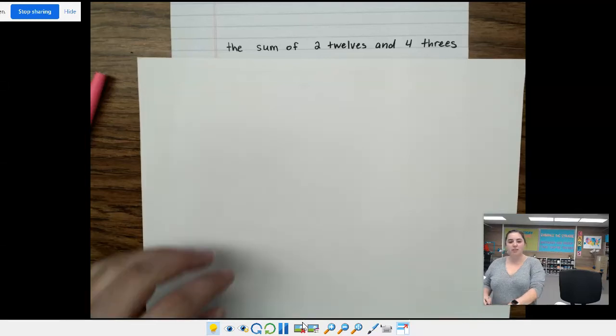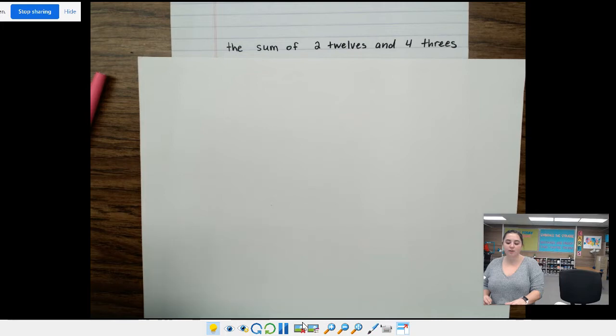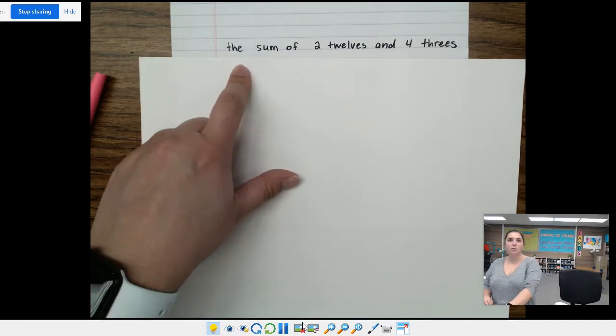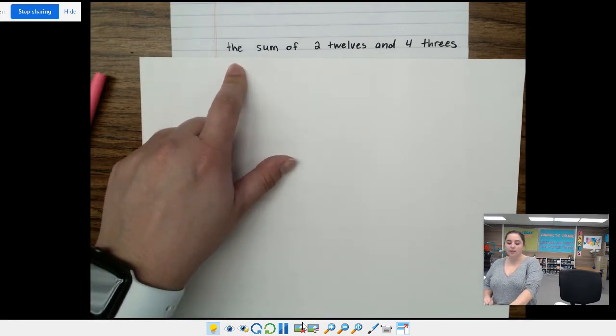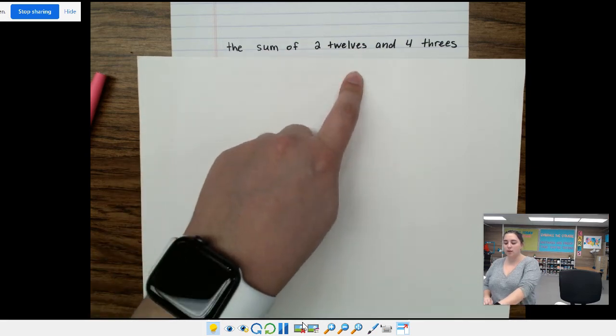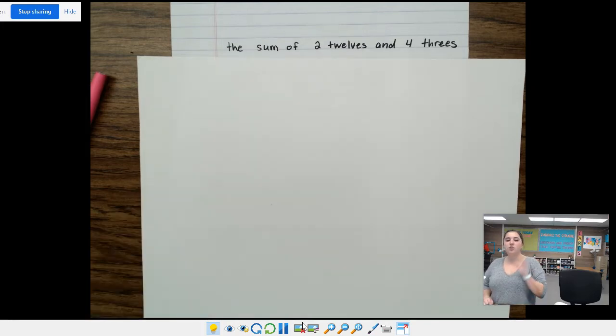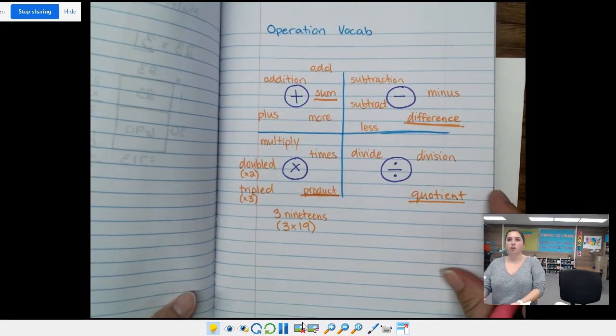Hi everyone. So today we're going to do some more practice with writing expressions, but today it's going to look a little bit different. So this is an example of what we're going to do today. It says the sum of 2/12 and 4/3. So right away, do you see any words there that you recognize as meaning an operation? Again, if you're not sure, you could maybe go back to your chart here.